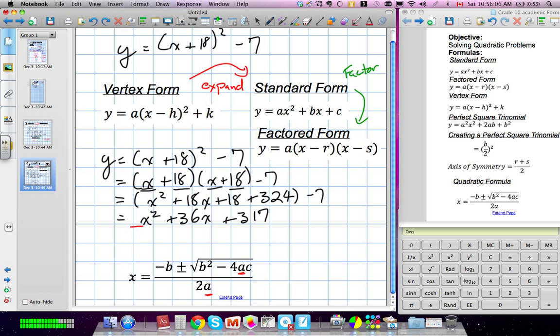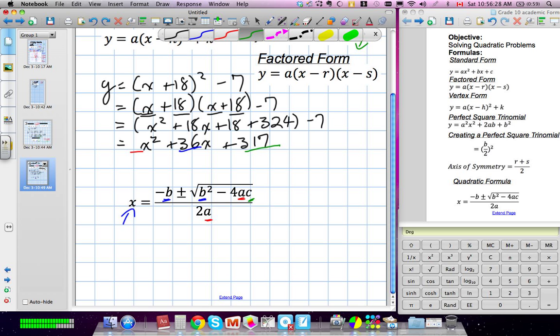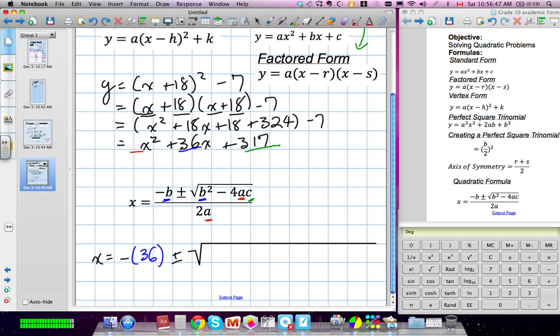And what we're solving, see how it's equal to x? We're finding our x-intercepts. So we're going to plug those values in. We get x is equal to negative, our b value was what? 36. Right? Plus or minus 36 squared. Now, minus 4, that's just a part of this equation. Our a value was 1. And our c value was 317. That's going to be a big number.